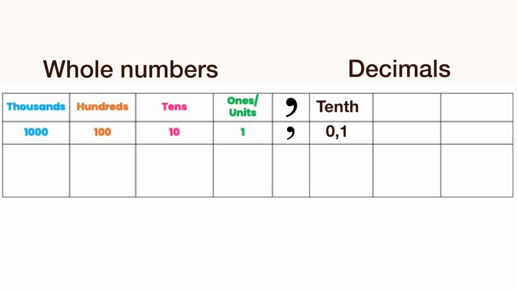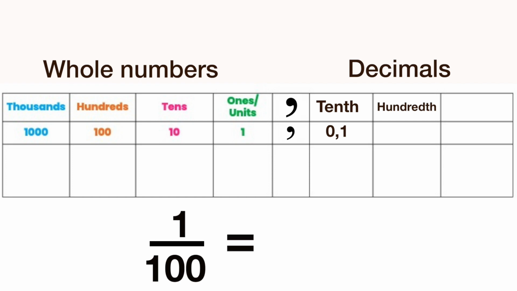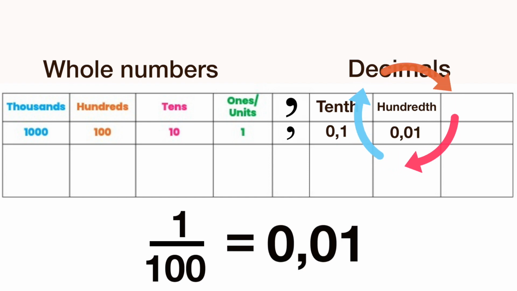What happens if we say 1/10 divided by 10? Well, that will give us 1/100th, which is 1/100. And if I convert 1/100th to a decimal, that will give us 0,01. Let's divide 100th by 10.